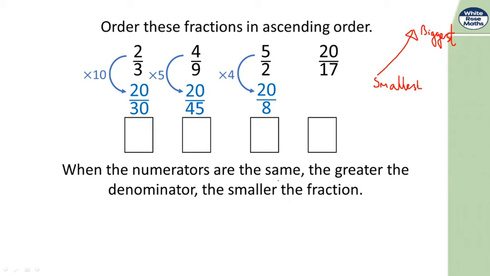So here, to remind ourselves once again, when the numerators are the same, which they all are now, 20, 20, 20, 20, the greater the denominator, the smaller the fraction. So which one has the greatest denominator? 17, 8, 45, or 30? So it's 45.